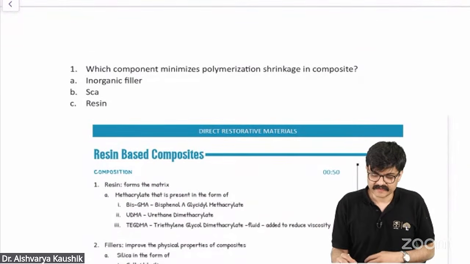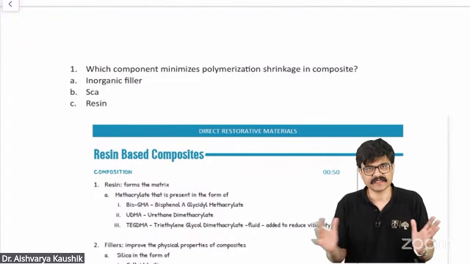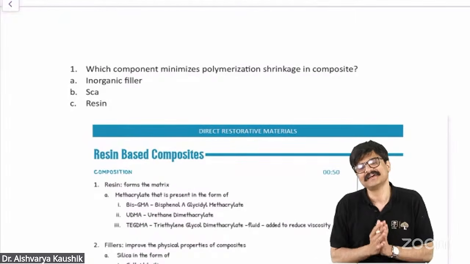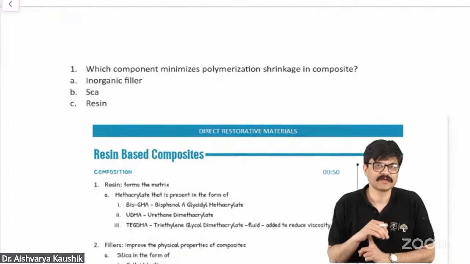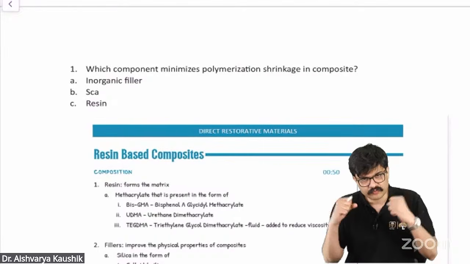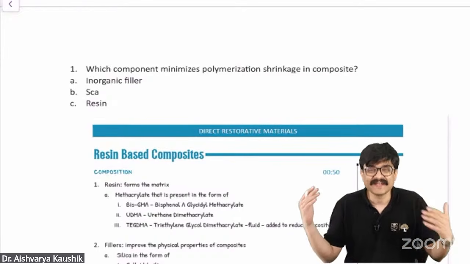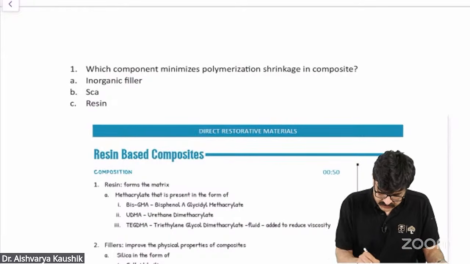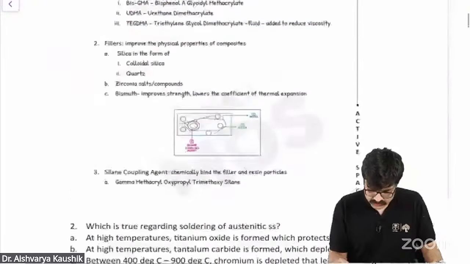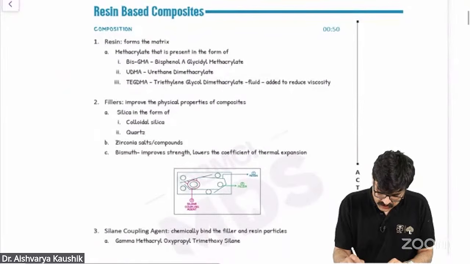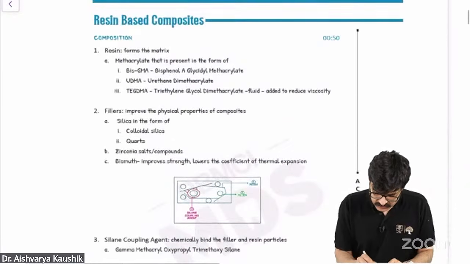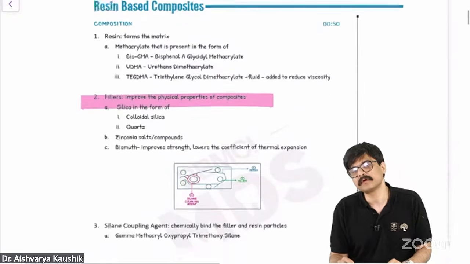Which component minimizes polymerization shrinkage? So many times I've told you guys, anything good with your composite, whether it's reducing polymerization shrinkage, reducing water sorption, improving physical and mechanical properties, it's your inorganic filler. Okay. So the answer is inorganic filler. Yes, okay, good. So that's from our notes. You have everything that is there with your fillers. They improve the physical properties of composites.